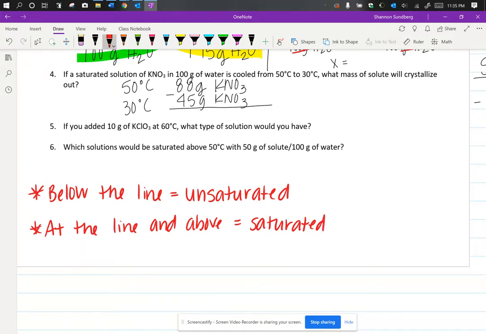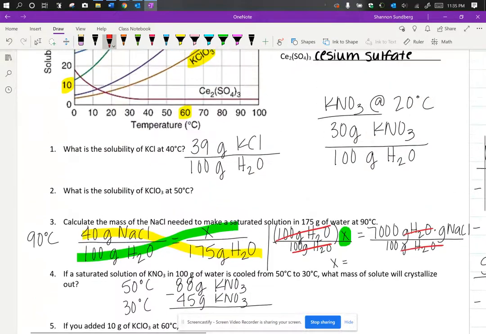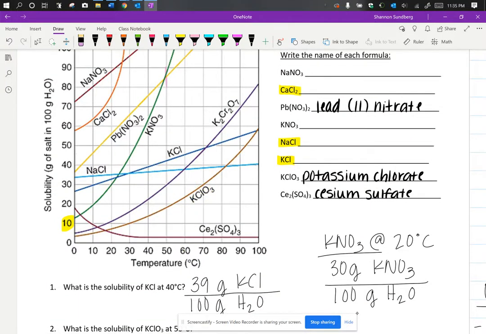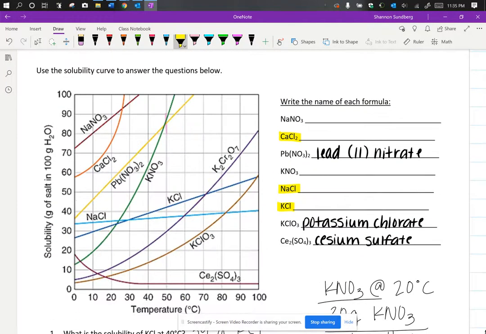Okay? So that being said, you should be able to tell me the answer to number 5, and I might have already said it. Number 6, which solutions would be saturated? Okay, so look at what I just wrote in red. Above 50 degrees Celsius with 50 grams of solute per 100 grams of water. So you're looking at above 50. So what I would do is take my highlighter above 50. So basically from here all this way.